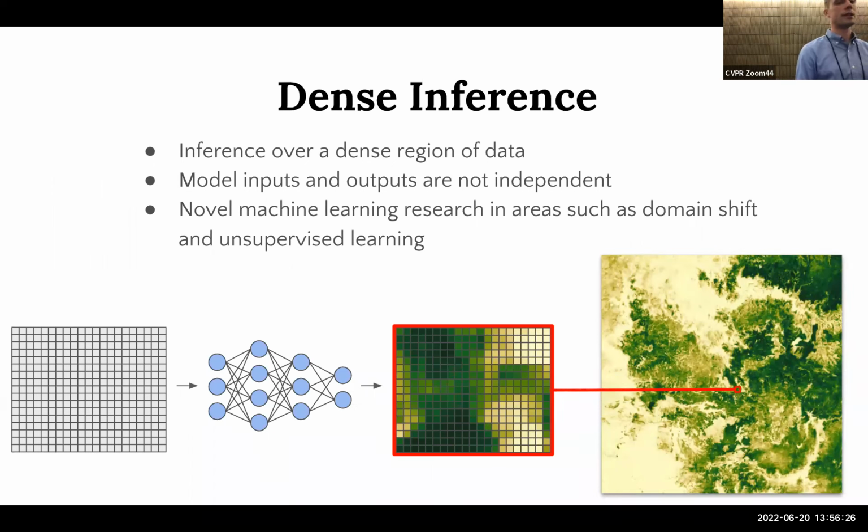And the key point is that model inputs and outputs are not independent. And so there's a lot of potential research, novel research really, that might come out from even just working on dense inference, such as domain shift and unsupervised learning. But this is also just one potential area of novel research.